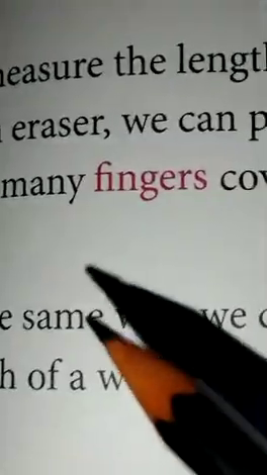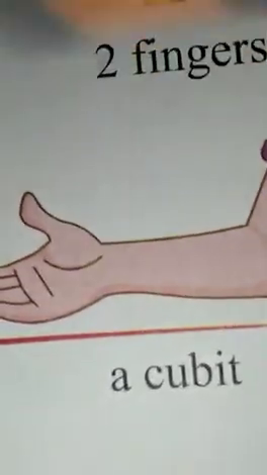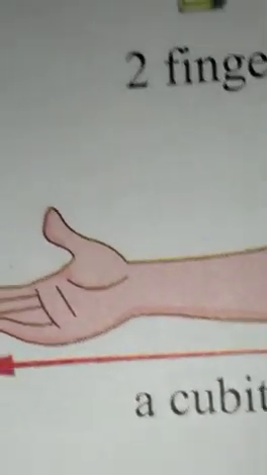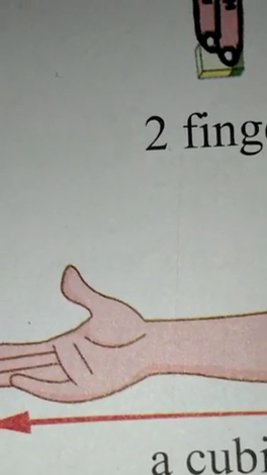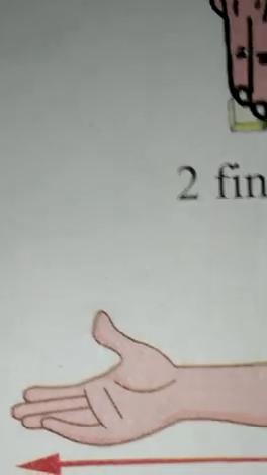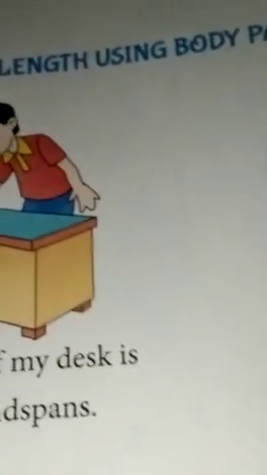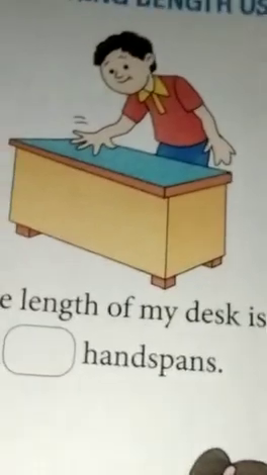Last one is, in the same way we could measure the length of a wall in cubits. This type of measurement is called cubits. A large area like a wall and door, etc. is measured by a cubit. Measuring length using body parts.